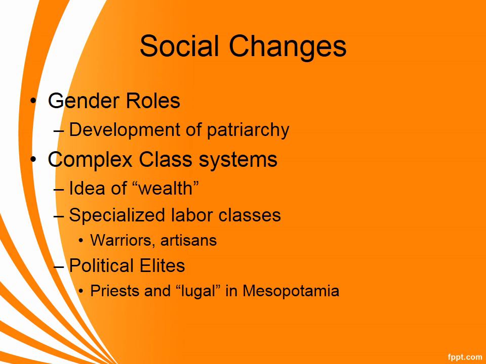We also end up with a very complex class system. The idea of wealth is something new. The idea that somebody could own more than another person is a new idea that resulted from the Neolithic Revolution. And keep in mind that the Neolithic Revolution is thousands of years. It's not 50 years or one generation. We're talking that these changes took place over thousands of years and evolved very slowly.